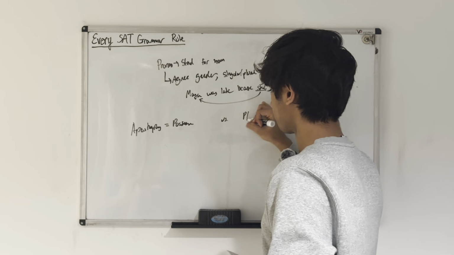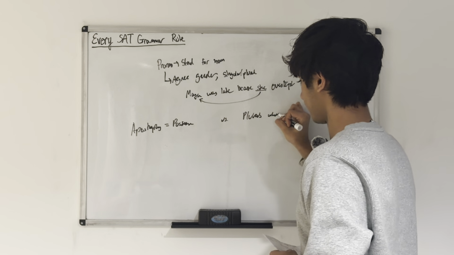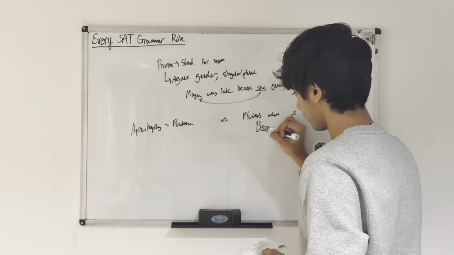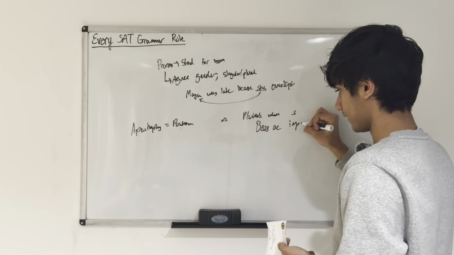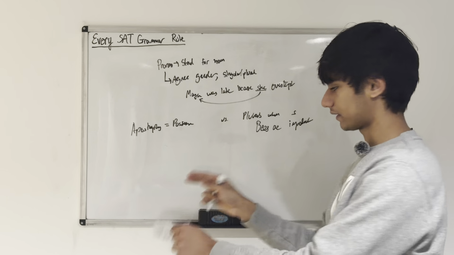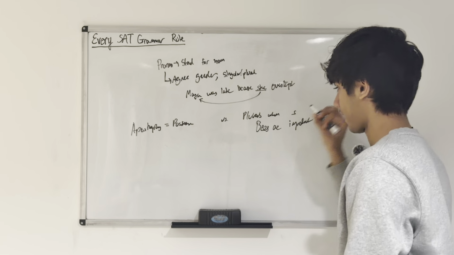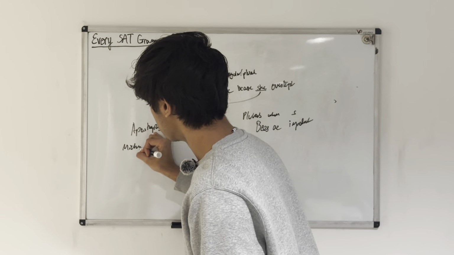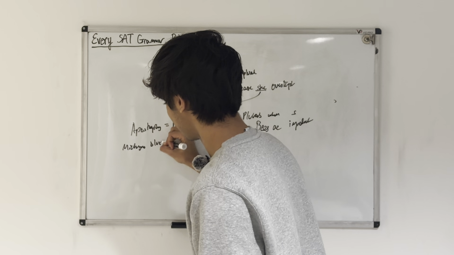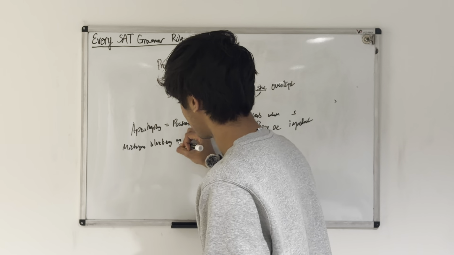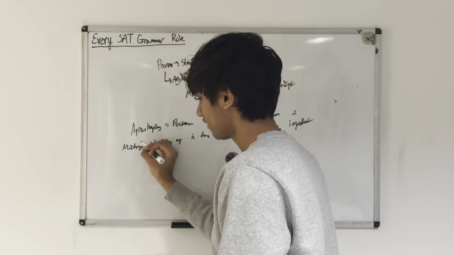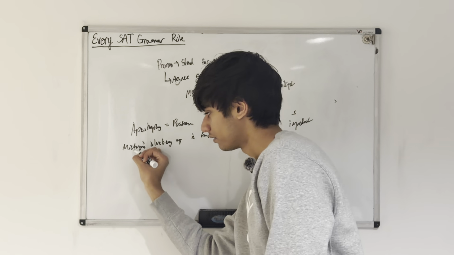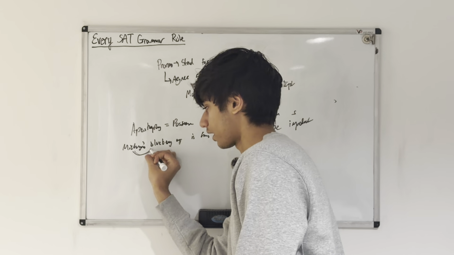versus plurals, which just have an S at the end. So for example, when I say "bees are important," those bees don't possess anything in the sentence. We're just saying that they're plural, so we have no apostrophe here. But here, if I said "Michigan's blueberry crop is famous," I would have an apostrophe because Michigan isn't plural. We're saying that Michigan possesses or owns its blueberry crop.